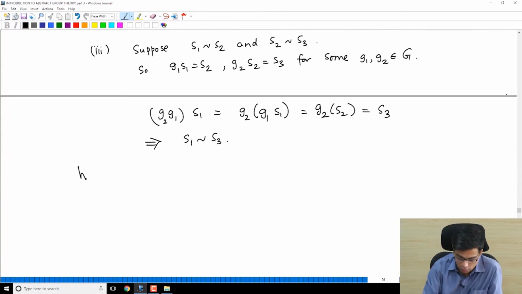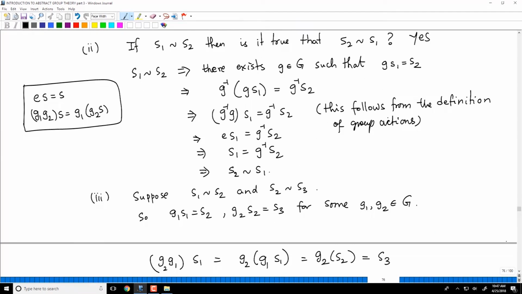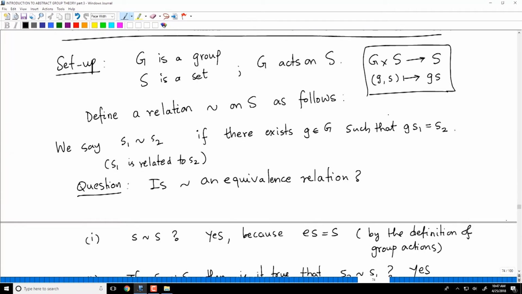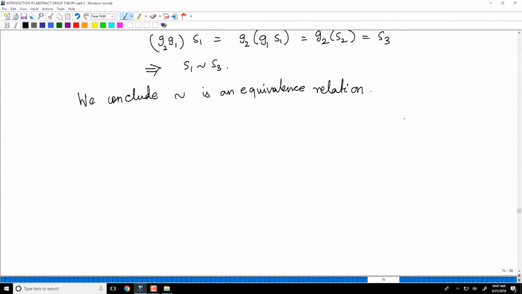So we conclude, we check the three defining properties of an equivalence relation. So this is an equivalence relation, right? So again, let's recall what the equivalence relation is. It says that two elements are equivalent if there is a group element that takes one to the other. So that's the equivalence relation I have checked so far.